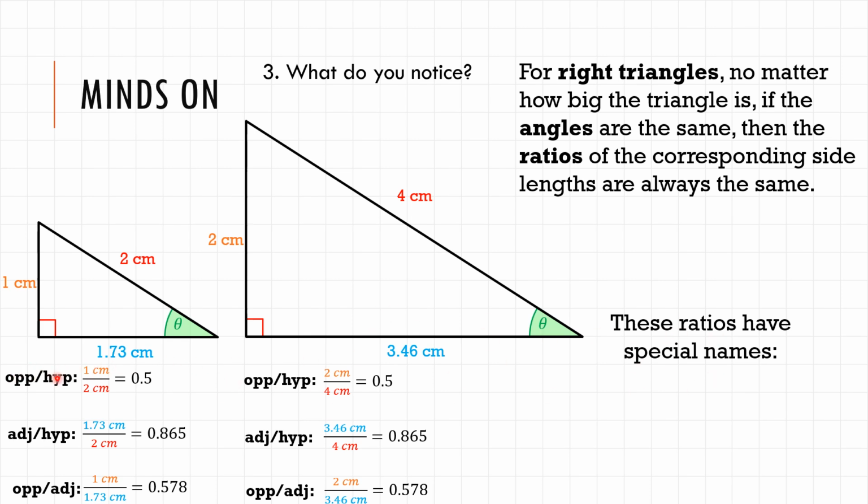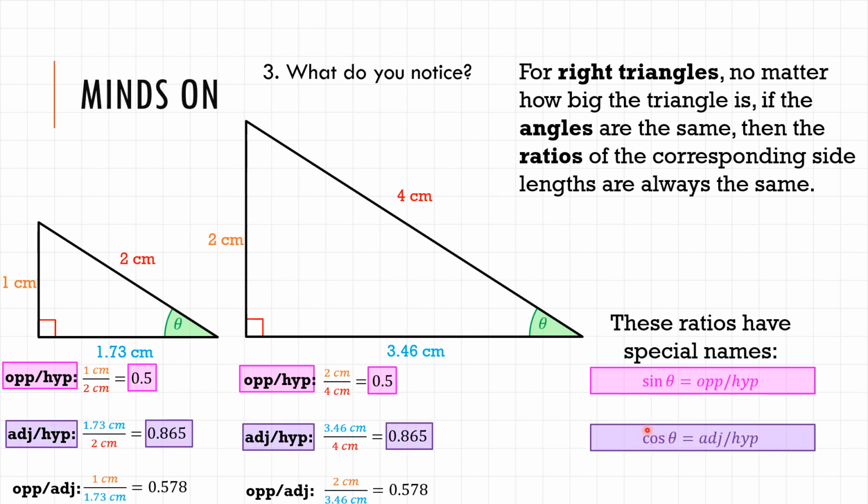Opposite over hypotenuse is a lot of mouth energy to use. It's a lot of syllables. It's long words. Instead, they call this sine. So sine theta, so sine of some angle, is the ratio of the side opposite it divided by the hypotenuse. That's all that sine theta means. It means take the opposite side and divide it by the hypotenuse.